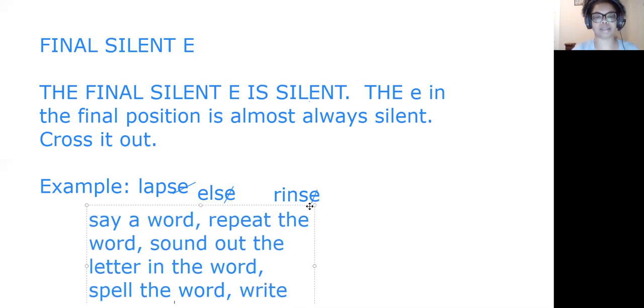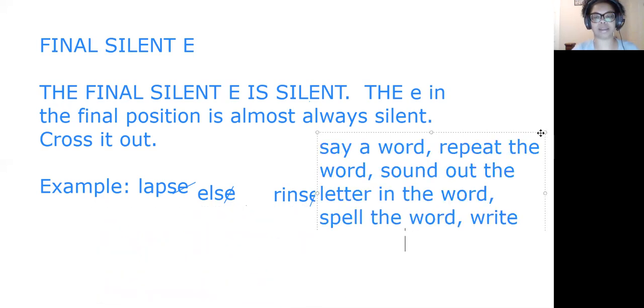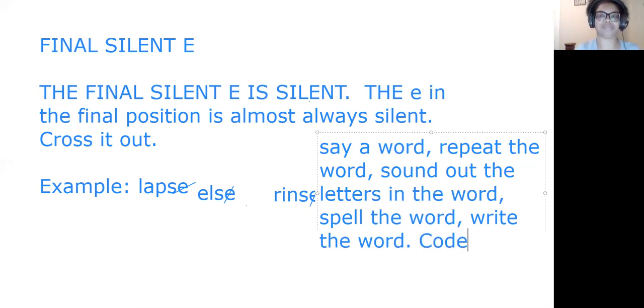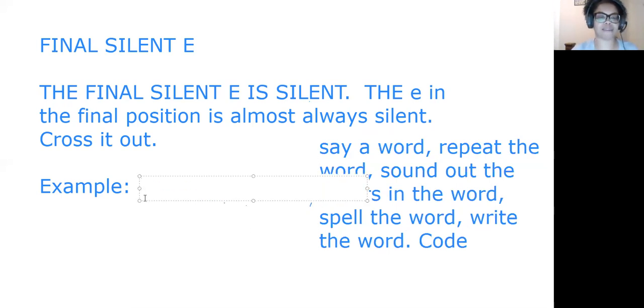All right, so let's take a look at it. I'll put it right here. Write the word. Here we go. So that will help us to remember the directions and what's being done for this activity. The teacher will say the word, you will repeat it, sound out the letters in the word, spell the word, and then you'll write it. And when we're writing it, guess what? You're going to code it. Got it. All right, so let's take a look at some examples I have here.